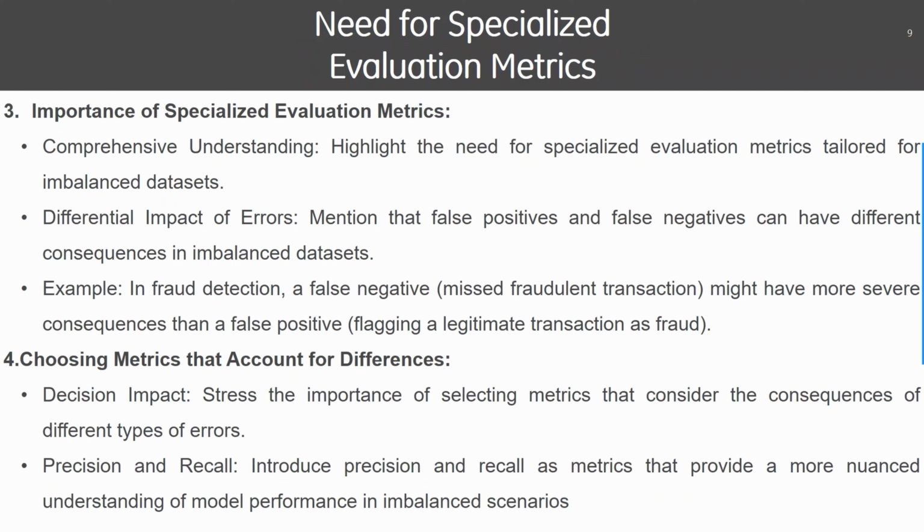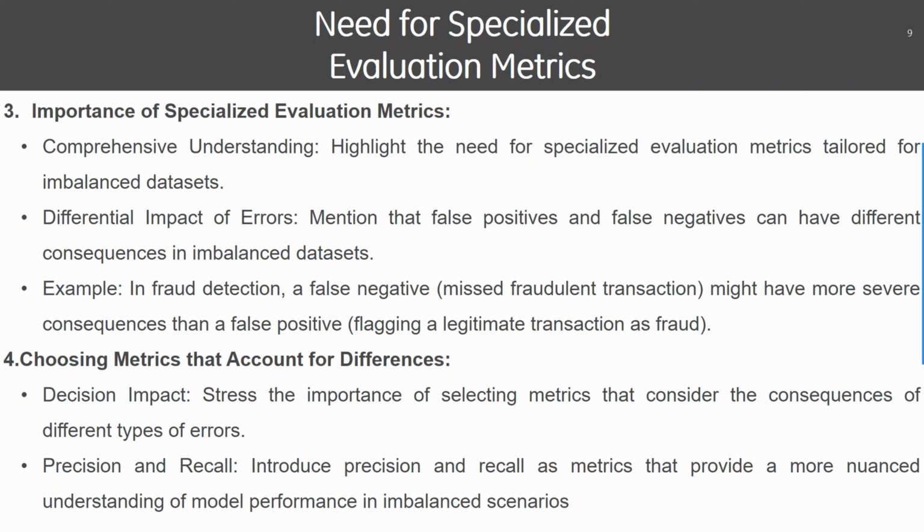Thirdly, we have the importance of specialized evaluation metrics. So we have a comprehensive understanding. Highlight the need for specialized evaluation metrics tailored for imbalanced datasets. Then we have the differential impact of errors, meaning that false positives and false negatives can have different consequences in imbalanced datasets. For example, in fraud detection, a false negative might have more severe consequences than a false positive.